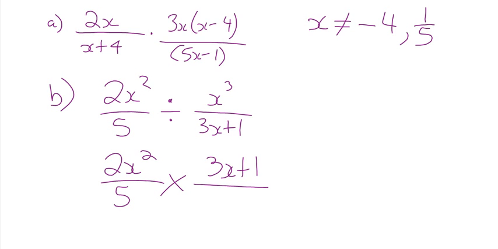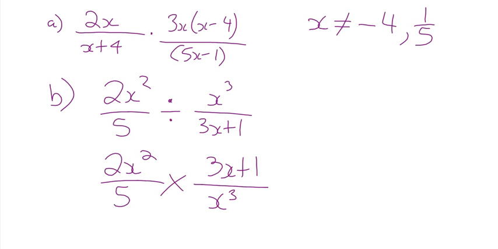Three x plus 1 over x cubed. Okay, now to do restrictions, we have to look in denominators, right? How many denominators are there? 2. What about this? Because that's really a denominator, isn't it? In the original expression, this is a denominator.